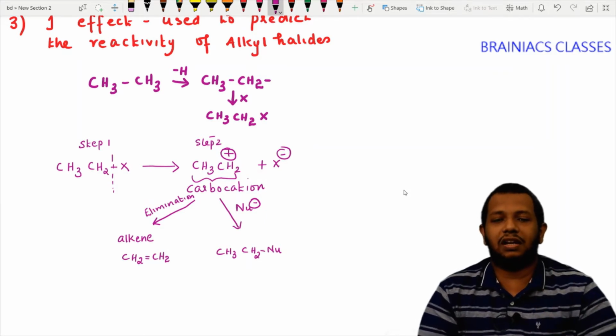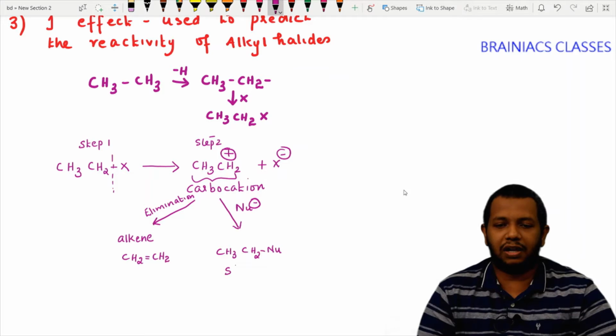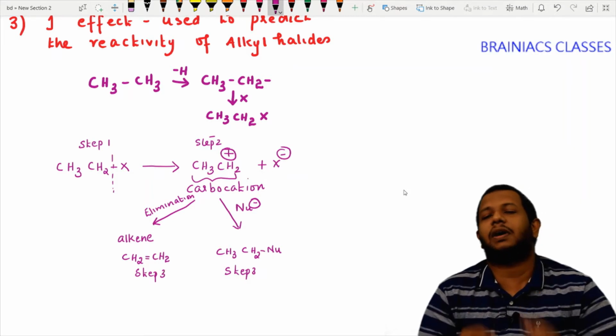So just now you know that from a carbocation it can form two products. Now, this is step 3. Okay, this is step 3. Now this can also be step 3. Why? Because it can have two paths. Either of the paths will be followed.